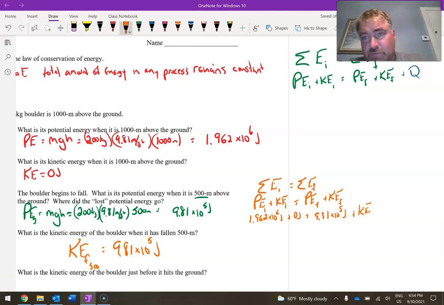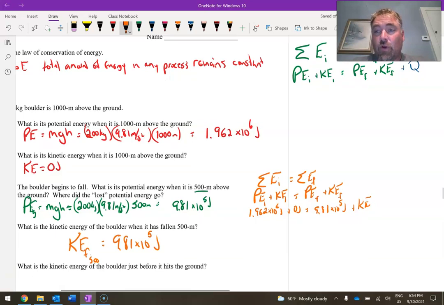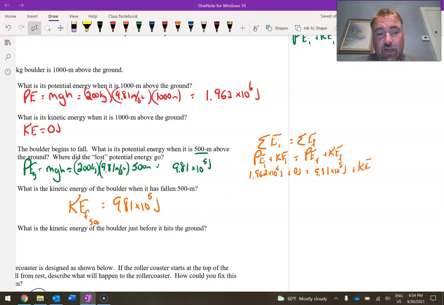Now this is just because it's breached the halfway point, so it's lost half of its potential energy, and because we're ignoring friction, that half went into kinetic. So they're going to be at the halfway point, the potential is going to have to equal the kinetic.